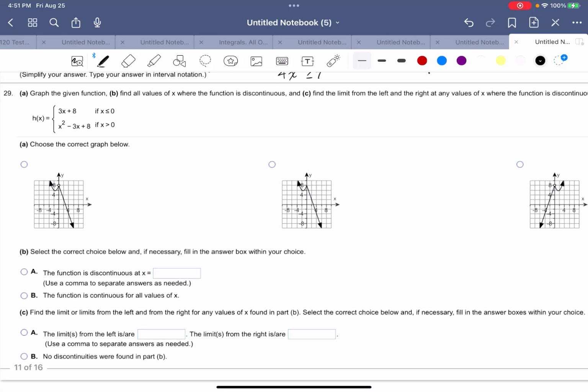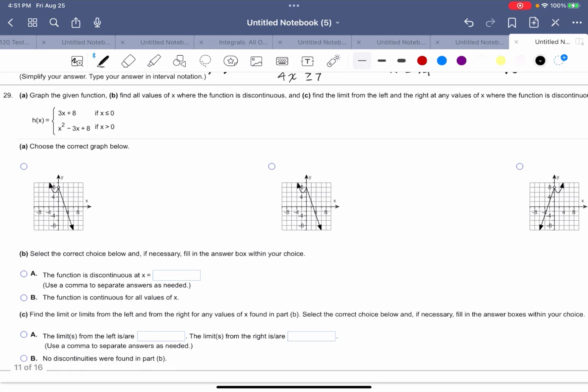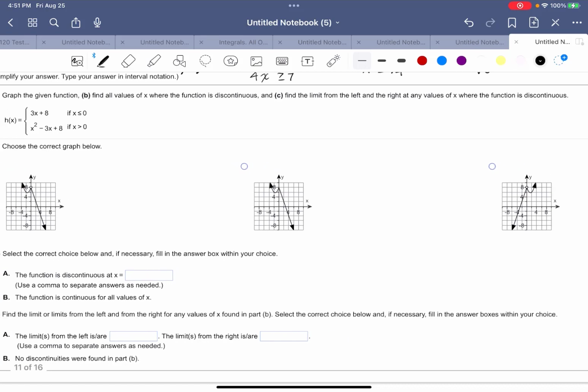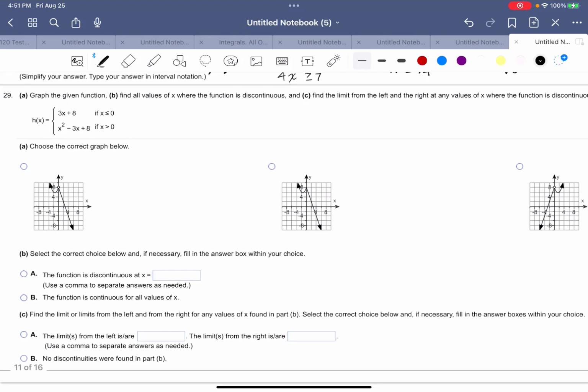Example 29. Graph the given function, find all values of x where the function is discontinuous, and find the limit from the left and right at any values of x where the function is discontinuous.